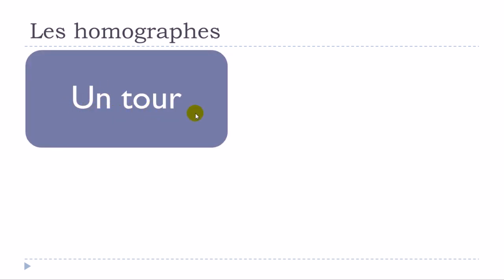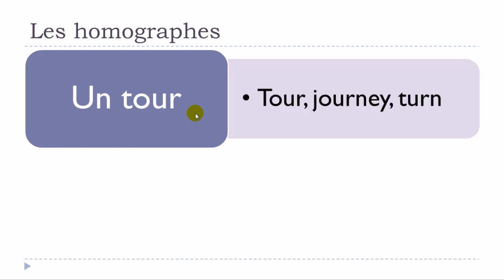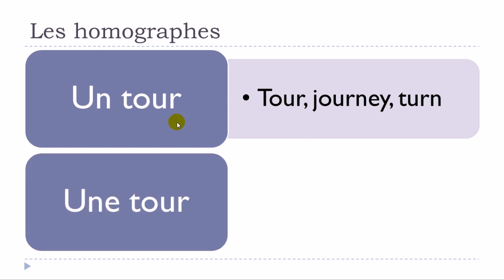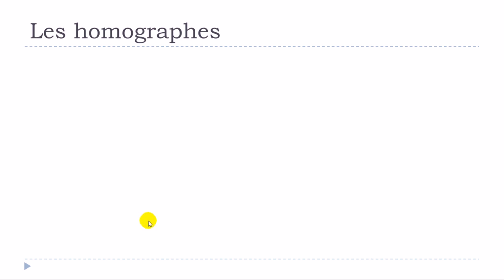Un tour, okay? So actually this word has quite many meanings, so it can be turn, a turn, and other meanings as well. But then the good thing is that the feminine form, une tour, has only one translation, and it's here. It's our une tour. Okay, so un tour, une tour.